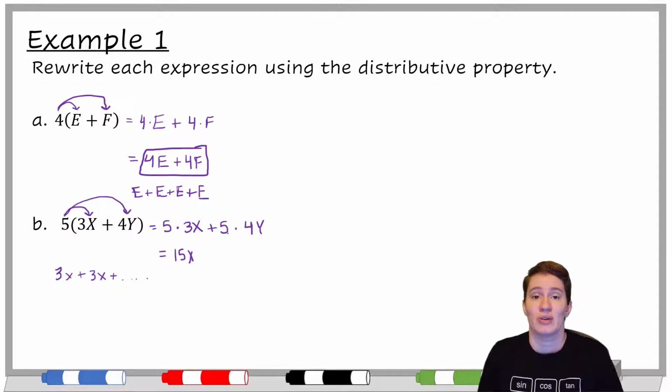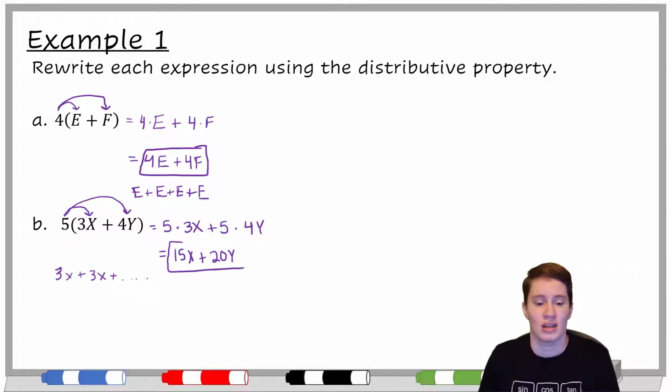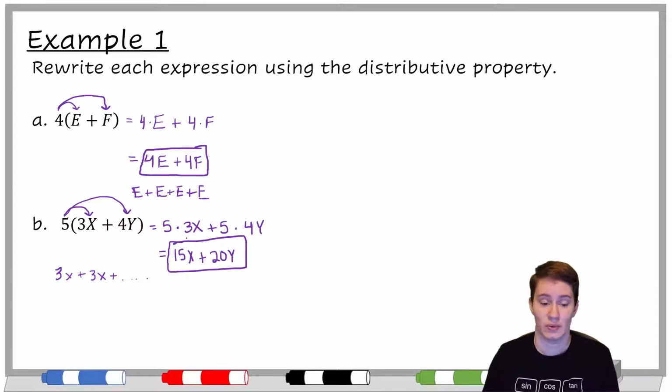5 times 4y means I have 4y that I'm adding together 5 times. So what does that make that number be? 5 times 4 is 20. It's a plus because of the plus in the middle. We are going to see, I think, in a little bit some subtraction happening and how that changes things. Again, because x and y are not the same letter, we can't put them together. We would just leave our answer as 15x plus 20y.